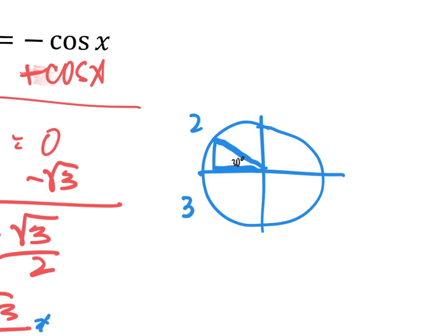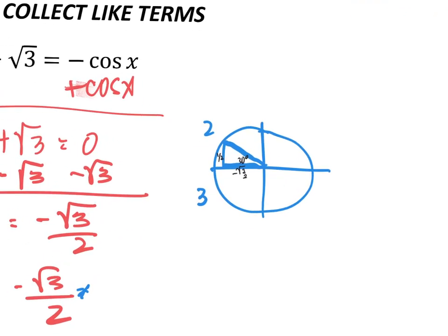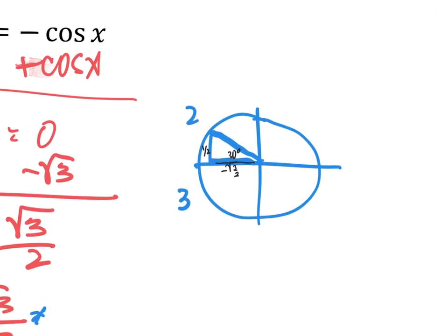30, 60, 90 triangle. Opposite of 30 is 1/2. Opposite of 60 is root 3 over 2. But since we're doing negative, negative root 3 over 2 because it's in the second quadrant. And so cosine is negative root 3 over 2 at this angle, okay?